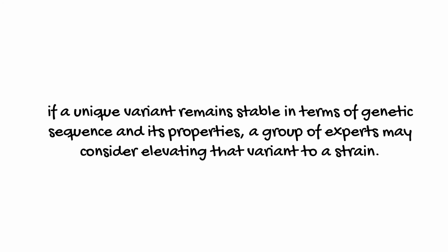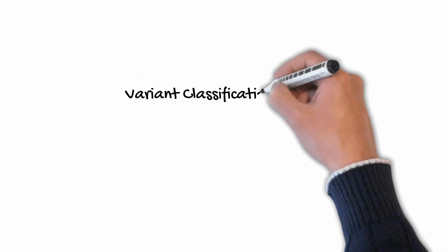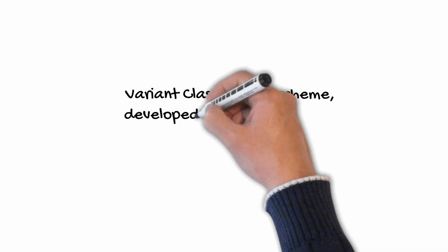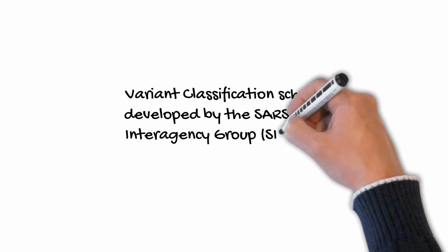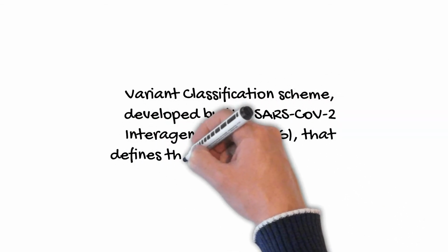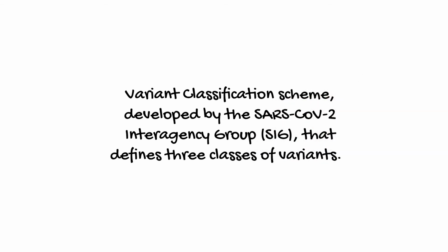Okay? So, now that we've defined a few terms that have been kind of floating out there for a while, we can move into our discussion of some of the specific variants. To begin, you should be aware of the variant classification scheme that was developed by the SIG, or the SARS-CoV-2 interagency group that we've talked about before. These folks have defined three classes of variants as part of this variant classification scheme. The lowest classification is variant of interest.